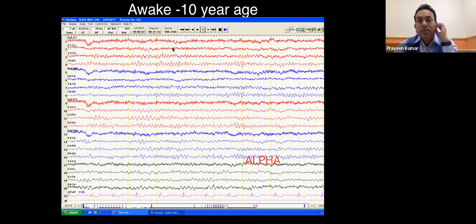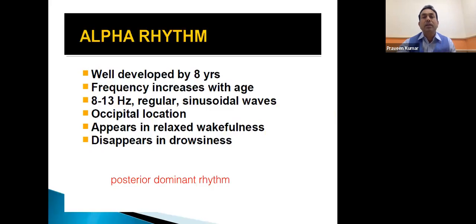What you see is called the anteroposterior gradient. When you see an awake child, in wakefulness, anteriorly the waveforms are faster. You can't count them easily, but they are smaller in amplitude. Posteriorly, the waveforms are slower. You can count them, but they are larger in amplitude. This is an anteroposterior gradient, which is a normal finding. It should be there in an EEG.